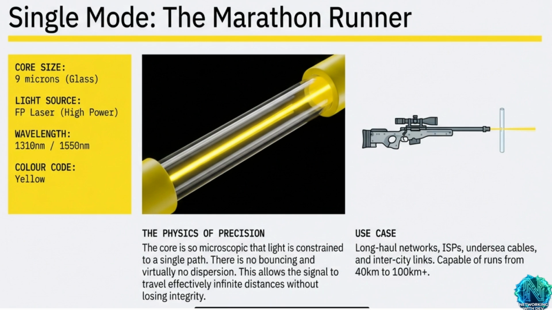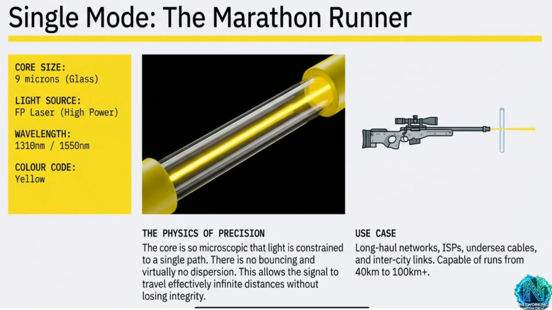As we saw earlier, the core here is microscopic, just 9 microns of pure glass. This path is so narrow that light is physically constrained to a single, direct path. There is no bouncing and virtually no dispersion to worry about. Using high-power FP lasers at wavelengths like 1310 or 1550 nanometers, this technology acts like a sniper rifle of data. It fires a concentrated beam that can travel effectively infinite distances without losing its integrity.